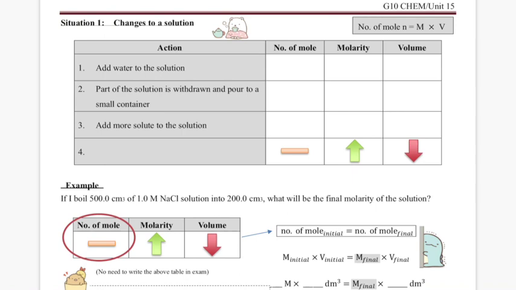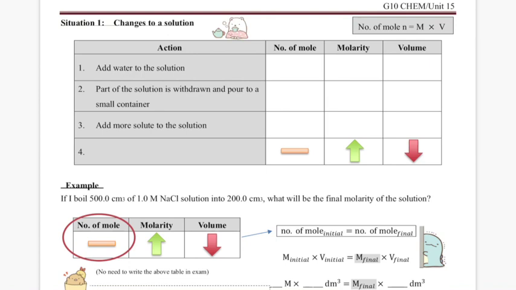This is the second lesson of Unit 15. So in this lesson, we are going to discuss some situations in which we change the molarity of the solution. There are three situations that we are going to discuss. In situation 1, there will be some direct change to the solution, and those changes are just physical changes, so there are no chemical reactions involved.